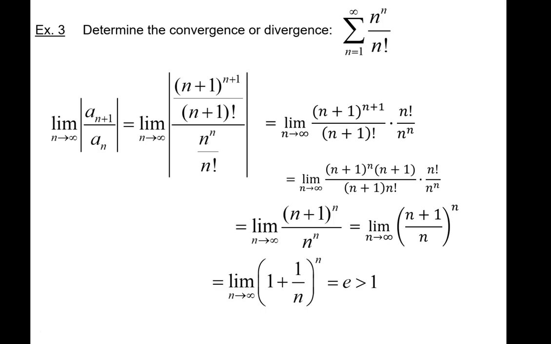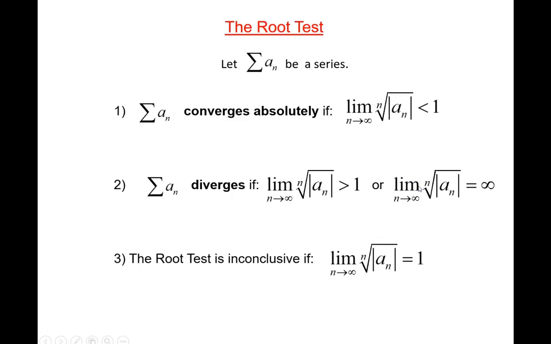Don't let me forget. The point is the limit is e, which is 2 point something, and that's greater than 1. So what does that tell us about the original series? That tells us that it diverges by the ratio test. All right, I think I got a little ahead of myself in the PowerPoint. There was an example 3. I'm going to skip it for now.